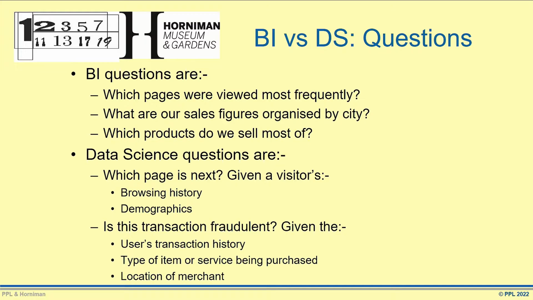So we see decisions or questions around business intelligence, which are which pages were viewed most frequently on our website, things like that. Whereas in data science, it will be which web page will be the next web page that they'll click on. So where do I put the link to it? I put it on the opposite side of the advert for the shop, selling them a replica of the thing that they've just been looking at.